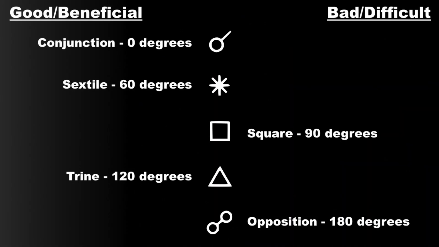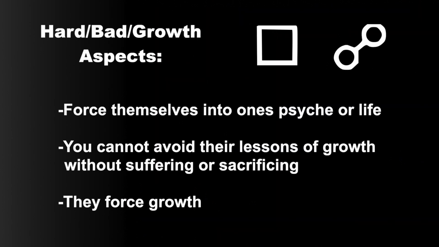Aspects are generally considered good or bad, and I say that in quotes. In modern terms, they are considered challenge or growth aspects, and then the potential, talent, and beneficial aspects. The main difference that I have found between hard and easy aspects, or, quote, good and bad aspects, is that the harder aspects, the square and opposition, force themselves into one's psyche and life. You cannot avoid their lessons of growth, whether internal strife or through external people and sources. This is also their gift in a weird way. They force growth and change.